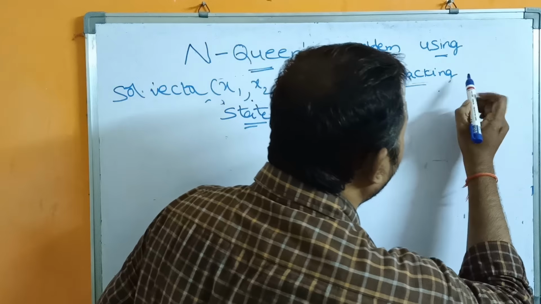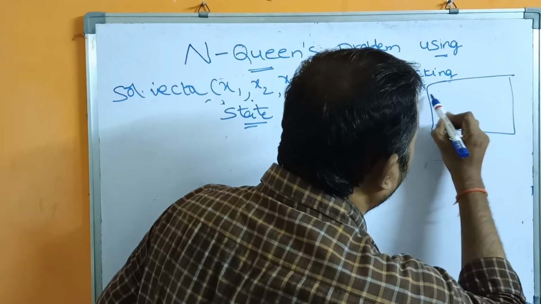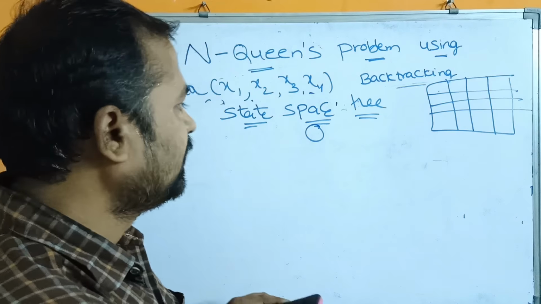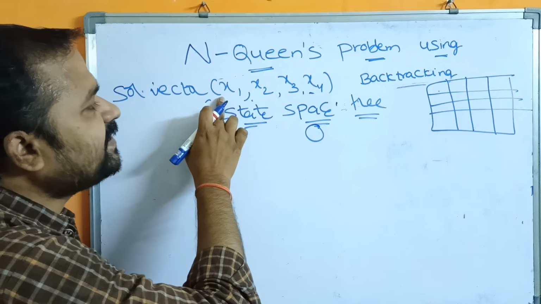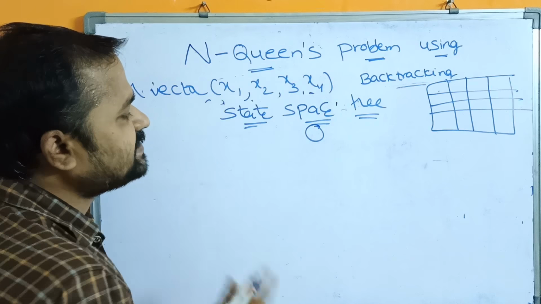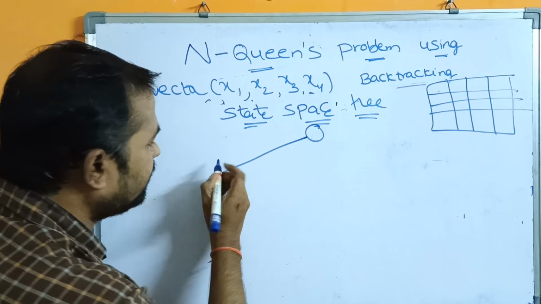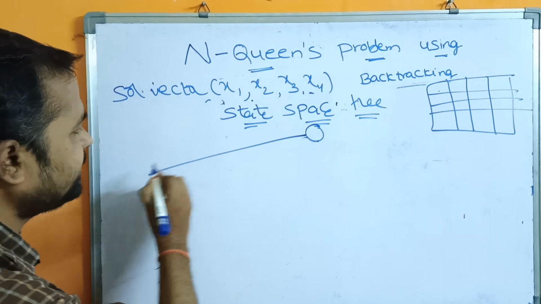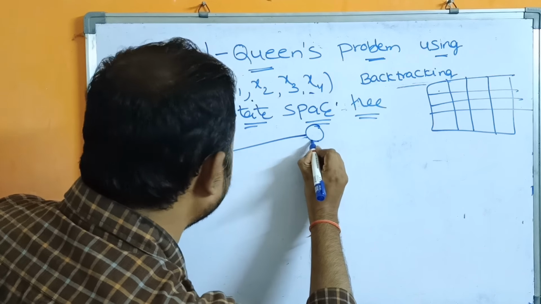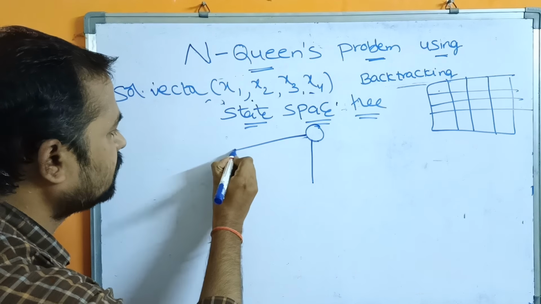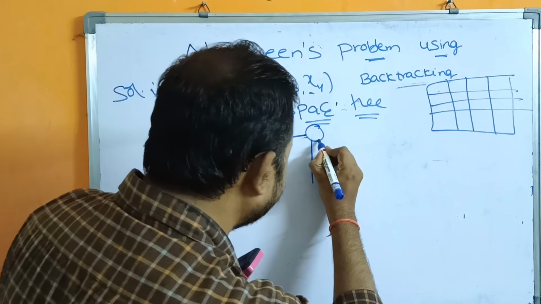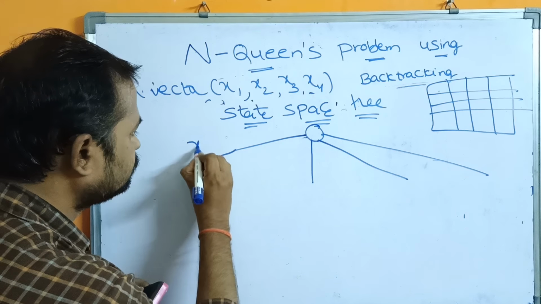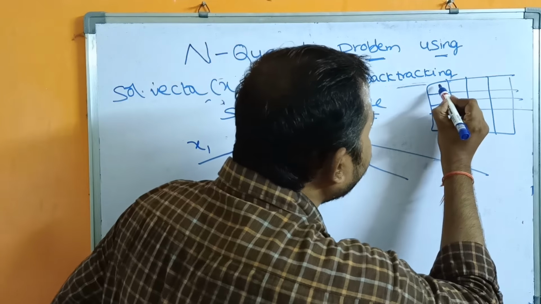Let us see the problem here. So this is our problem. Here we have a 4x4 chessboard. The solution vector is represented with x1, x2, x3, x4. So let us consider x1. What is the x1 value? x1 means first queen's column position.